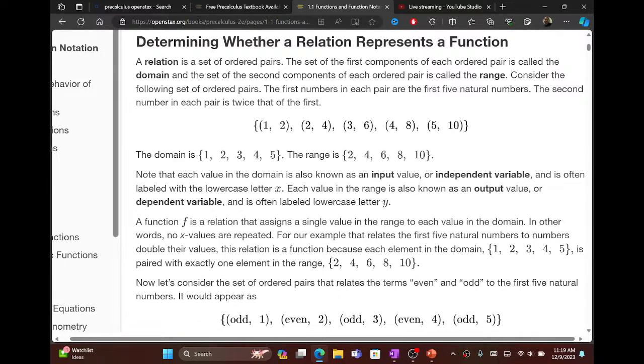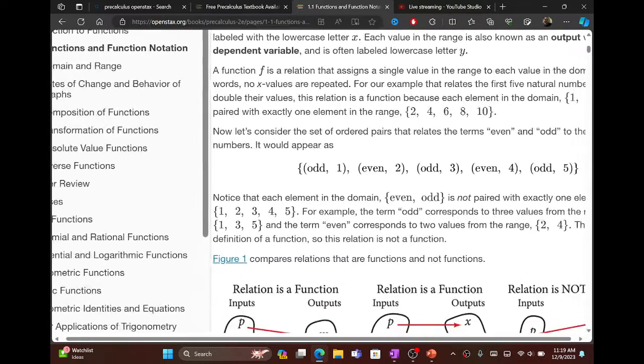So it says a relation is a set of ordered pairs. The set of first components of each ordered pair is called the domain, and the set of the second components of each ordered pair is called the range. So in other words, the x value is the domain, the y value is the range.